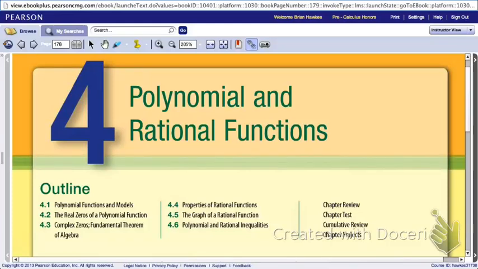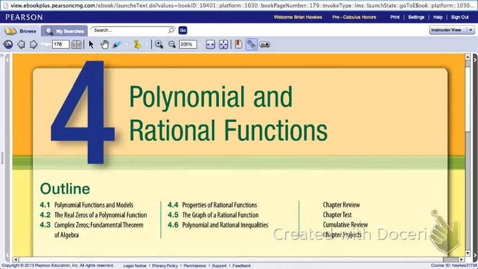Chapter 4, we're going to be talking about polynomial and rational functions. We're not necessarily skipping Chapter 3, we just finished Chapter 2, but the information that we're going to be covering from Chapter 3 will be contained in Chapter 4. So nothing to be concerned about, but nevertheless, here we are in Chapter 4.